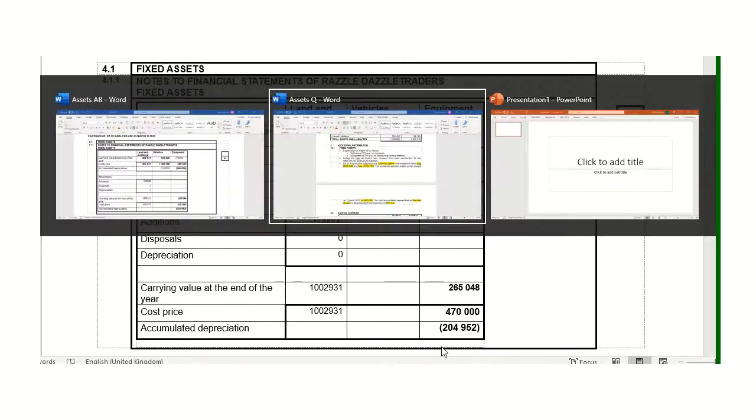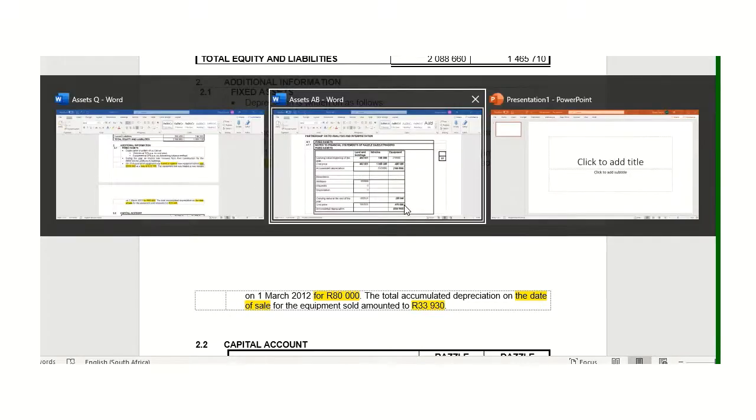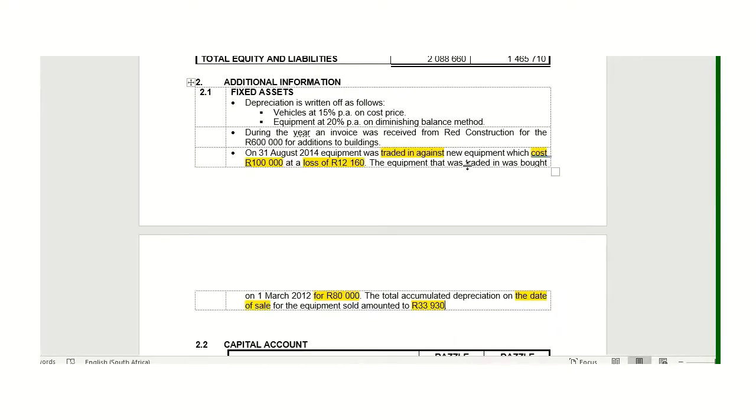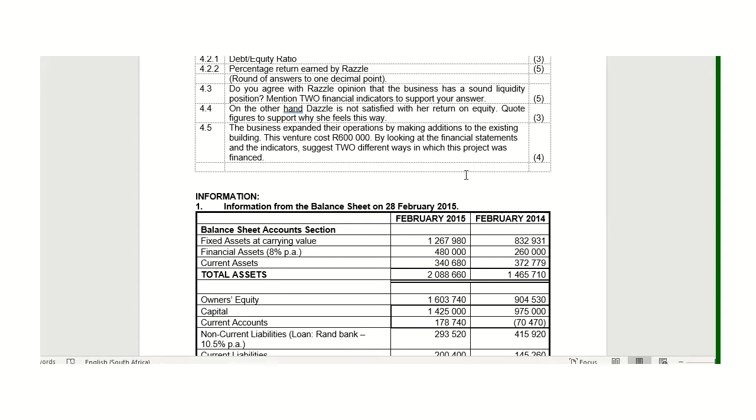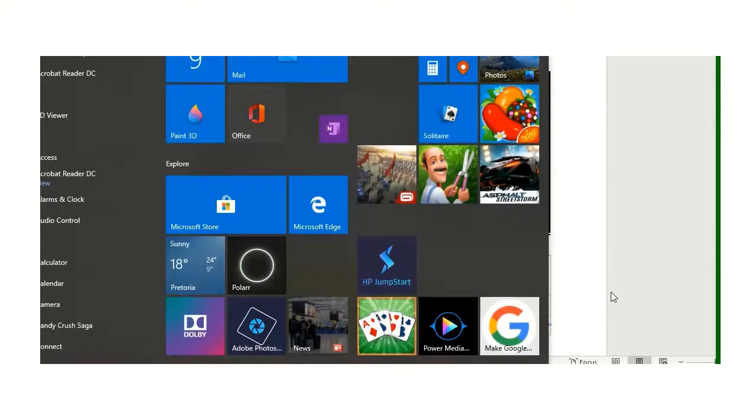Right, now we can look at vehicles. For vehicles, there's no information of any new vehicles that were bought or any vehicles that were sold. So it is only the depreciation we need to calculate. To do that, we must first of all go back and see what method they used. Vehicles, 15% on cost price. So it's 15% on the cost price. Back to the answer.